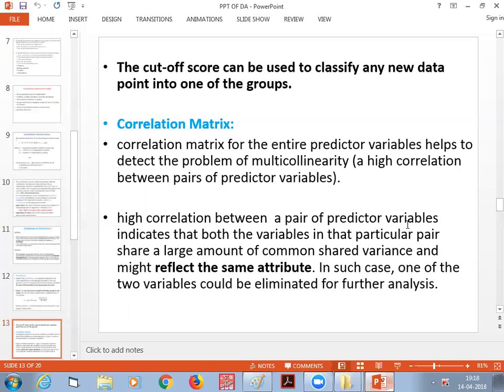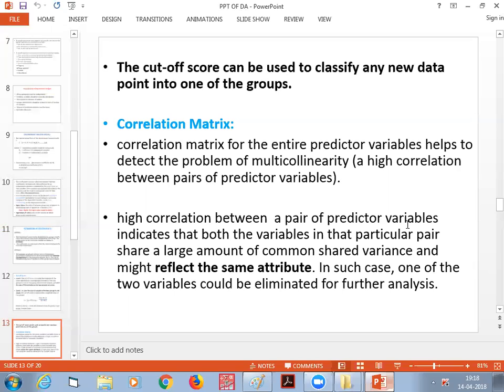And many more things are there, like the correlation matrix is the next one. The cutoff score is only one value that is used to classify whether a person belongs to the first group or the second group. Okay, that's all. So the correlation matrix is the next one.